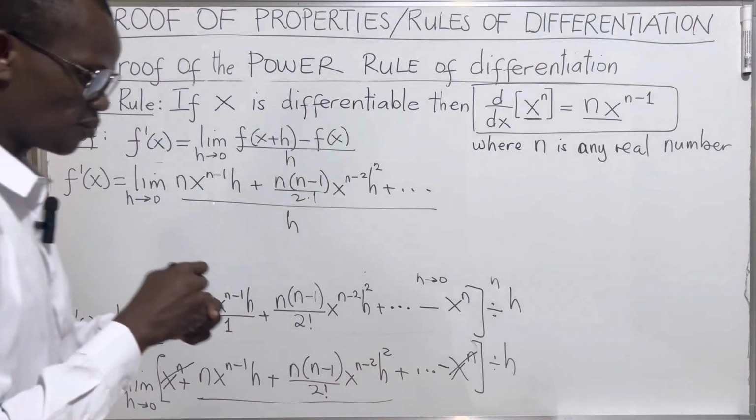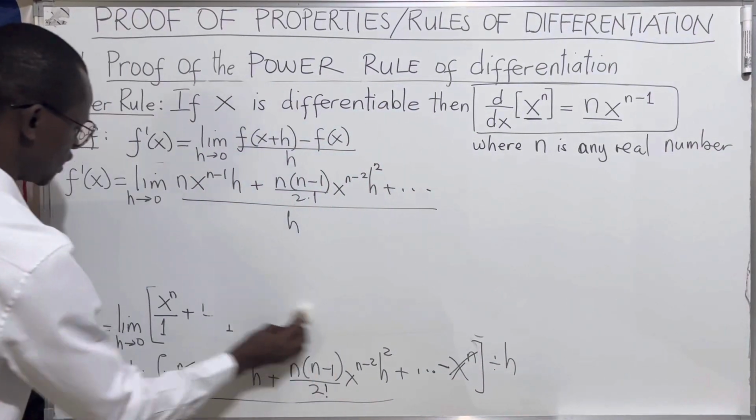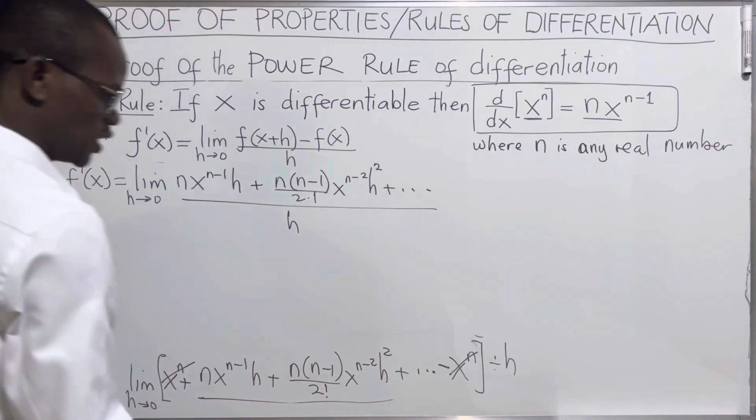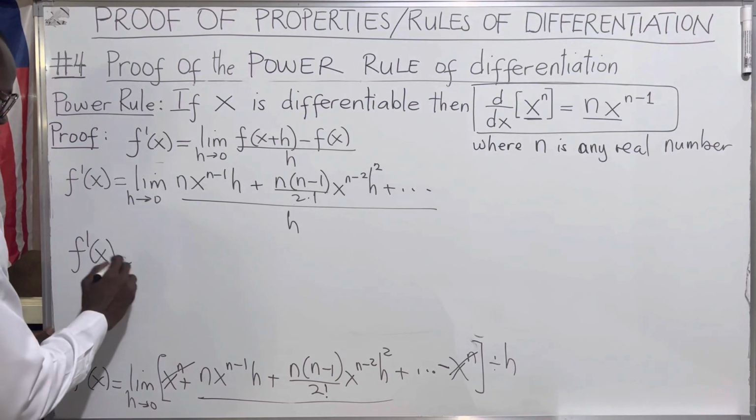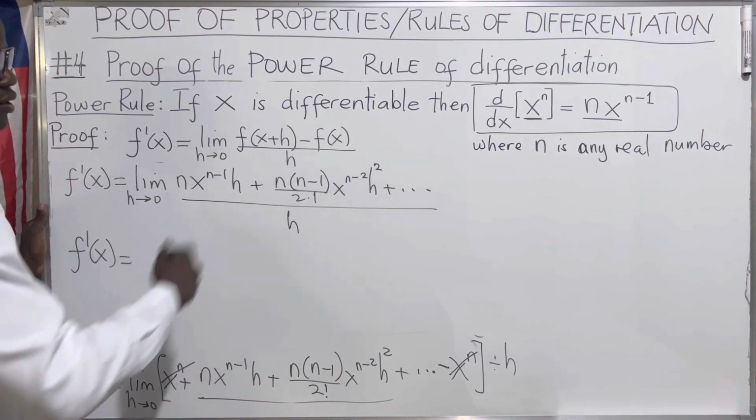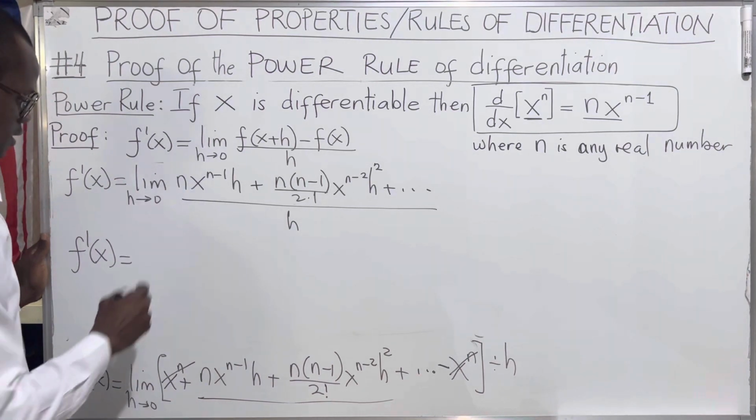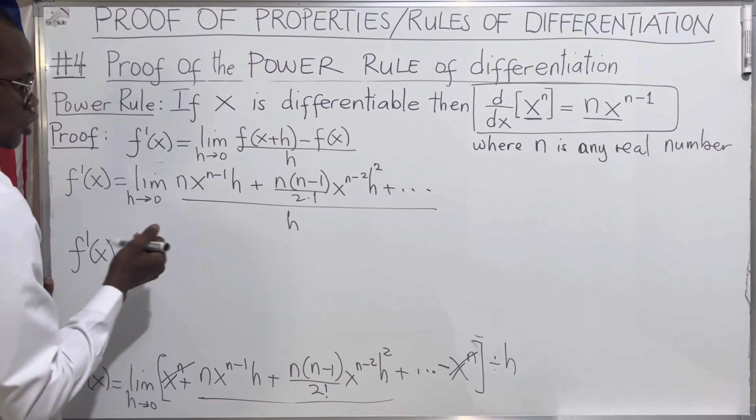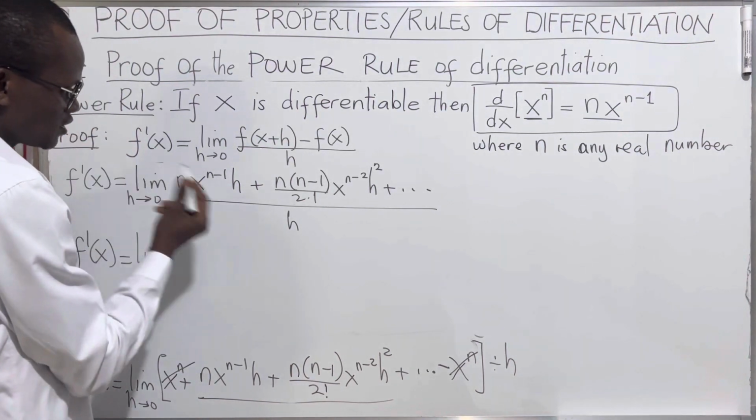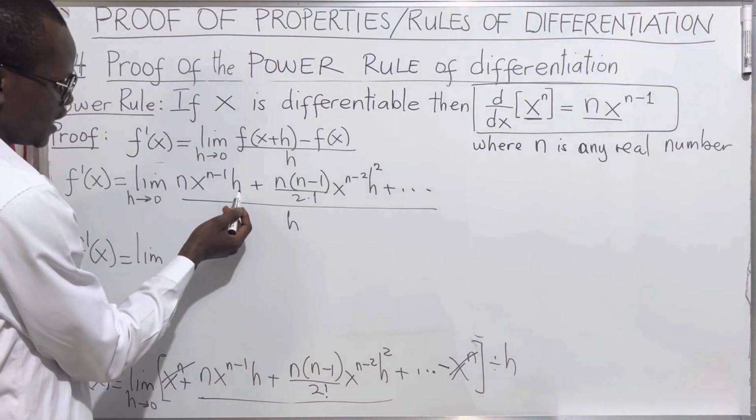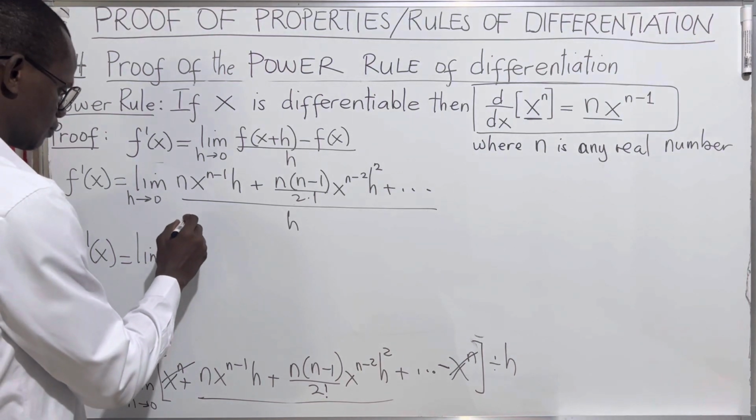Now mind you, your primary objective is to get rid of h from the denominator so that you are able to apply the limit, because when h remains in the denominator, applying the limit will take the entire thing to an undefined statement, because if 0 is placed here, it means that it's undefined. So we do our best to factor out h, because we're seeing h here, we're seeing h here, right? So we can bring out h.